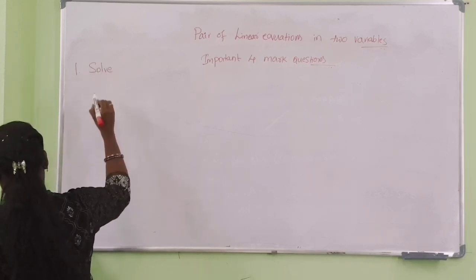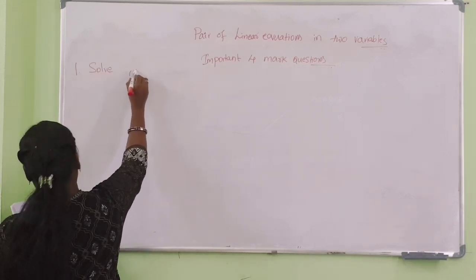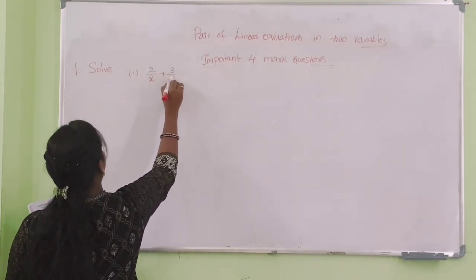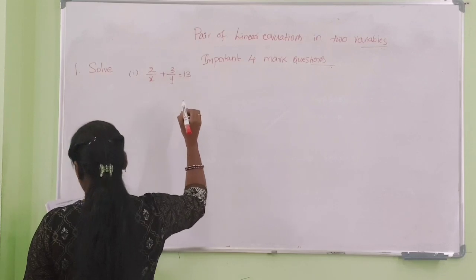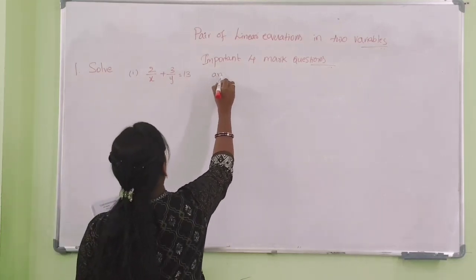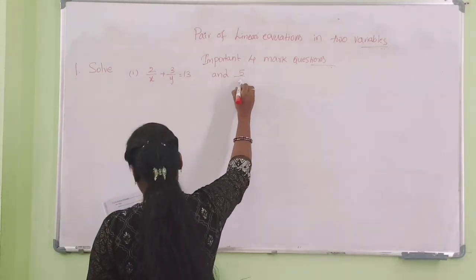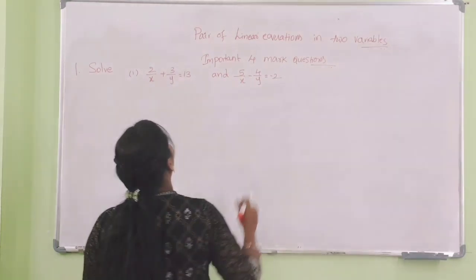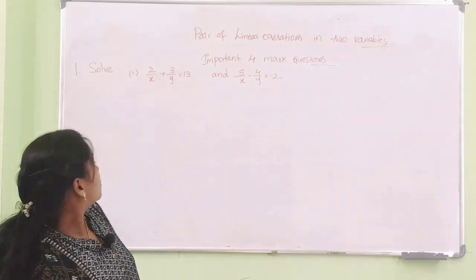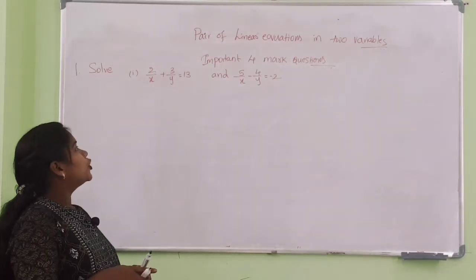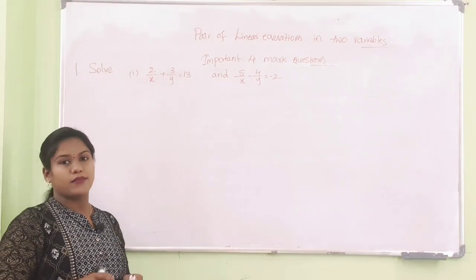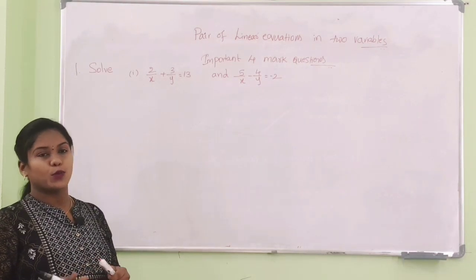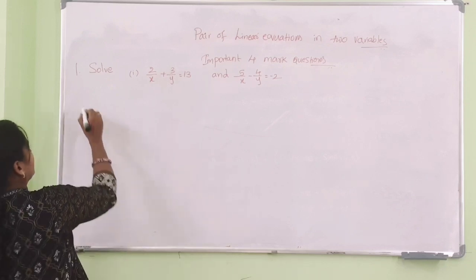Solve 2 by x plus 3 by y is equal to 13 and 5 by x minus 4 by y is equal to minus 2. So the given equations are 2 by x plus 3 by y is equal to 13 and 5 by x minus 4 by y is equal to minus 2.